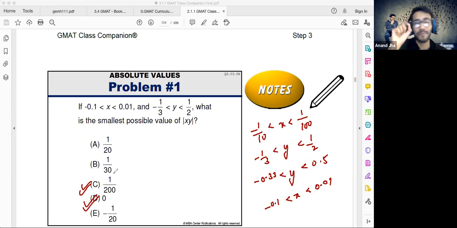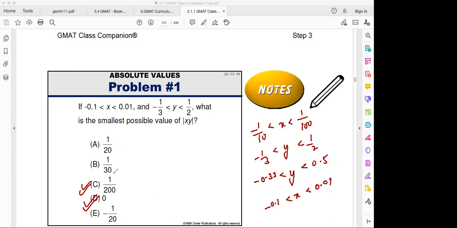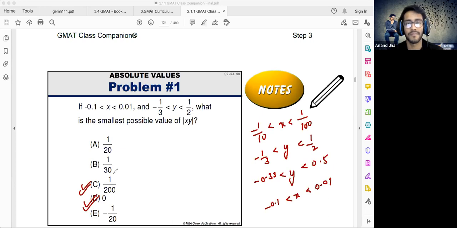Whenever 0 is given in the options, be very careful. That's a danger zone. It may be the answer, it may not be the answer. Why, Animesh, why D? Reason? I just took the numbers given, 0.1 and 0.01, and then converting it to the value that y lies between, I was placing numbers and getting the answers. So I took 0 and it was satisfying.